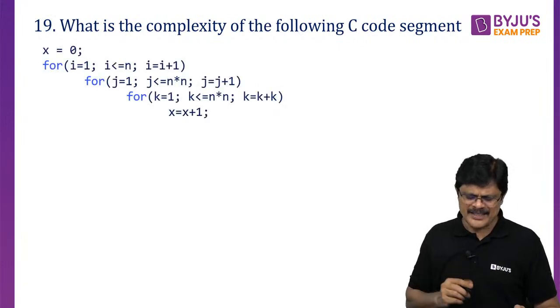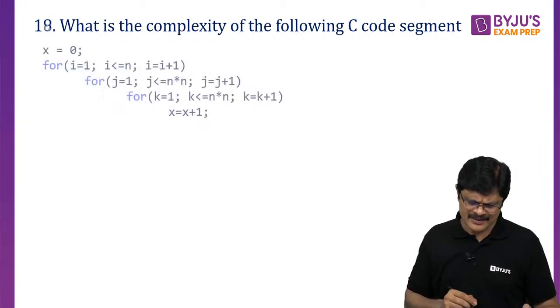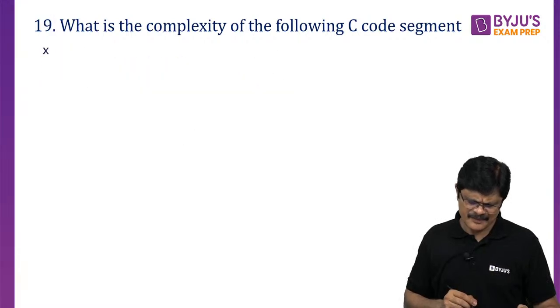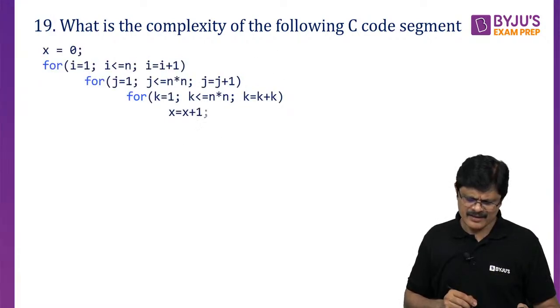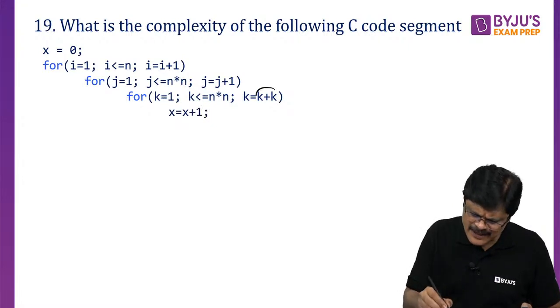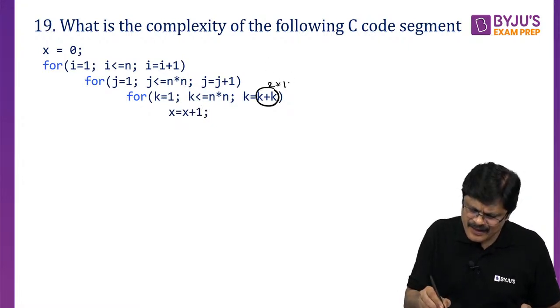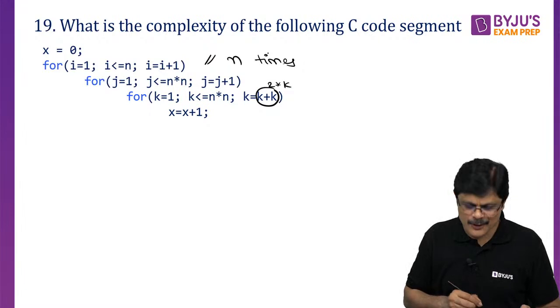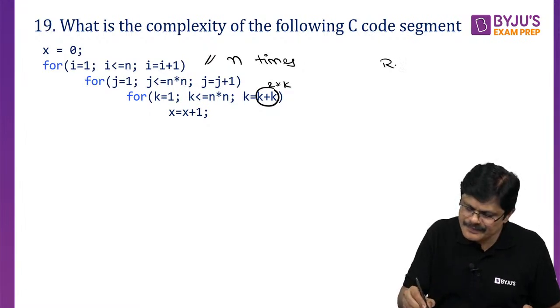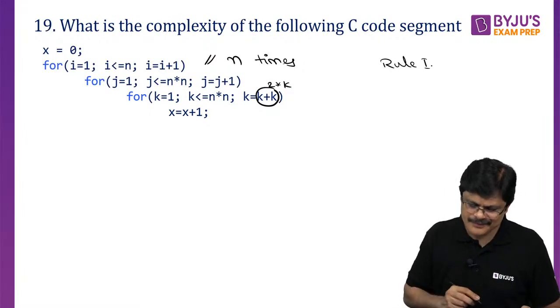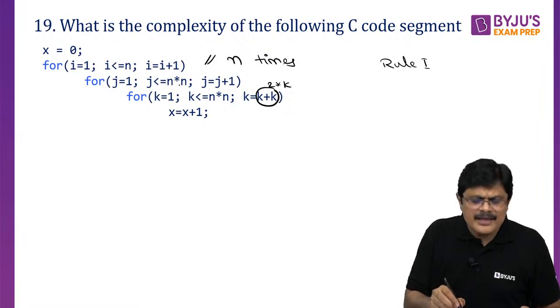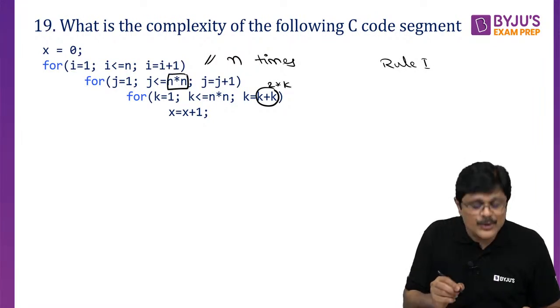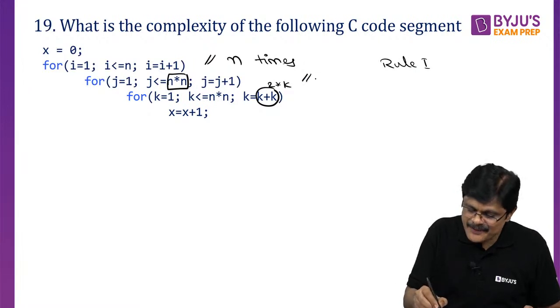Yeah. What is the answer for this? I think we completed this. This is the same, right? Yes, same, but here it is k plus k, 2 into k. This is n times, rule 1. This is n times, rule 1. Second one, here there is a twist, n square times.